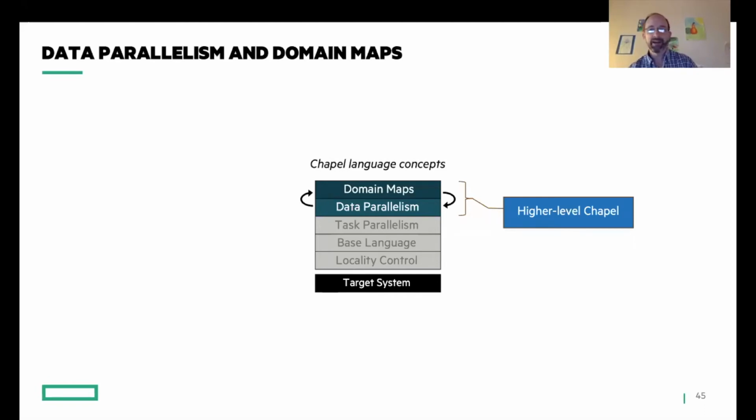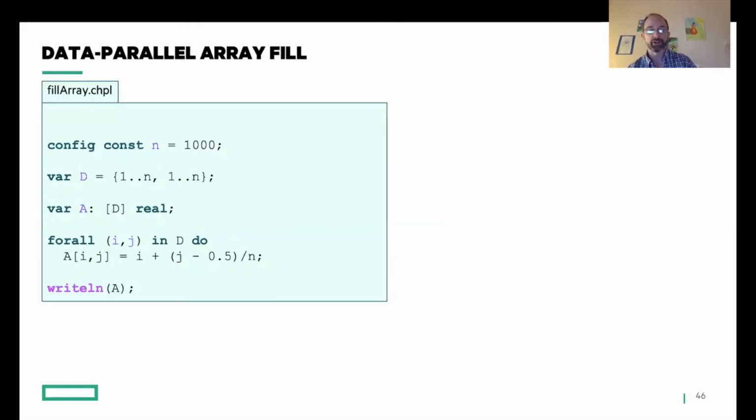And the main one here is data parallelism, and we'll talk a little bit about domain maps as well, which are kind of how we get data parallelism within Chapel. And again, I'm going to do this through a really simple example. This program is essentially going to declare a two-dimensional array and fill it up with some arbitrary values in parallel. So again, kind of artificial, but a good example to illustrate how compilation works here.